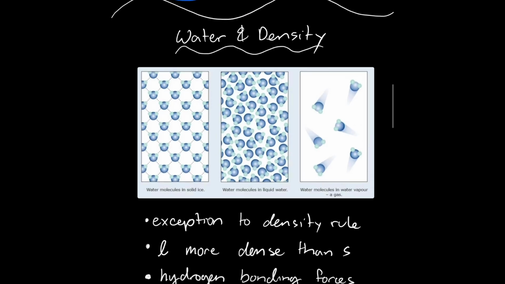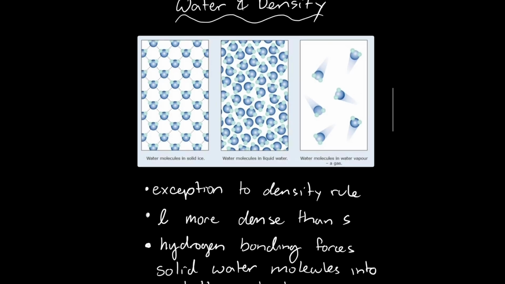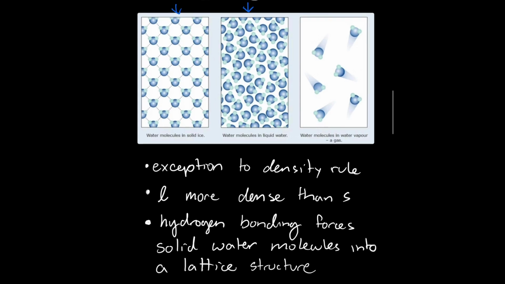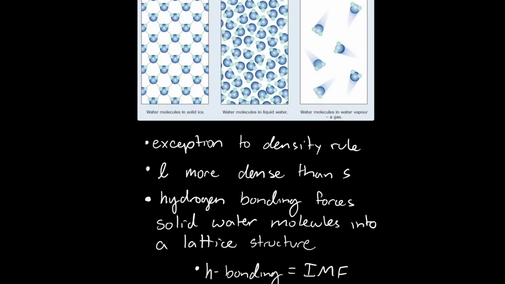Now, there's one exception to that density rule, that solids are high density, liquids are medium density, gases are low density, and that is water, specifically. Water is actually more dense in the liquid state than it is in the solid state, which is the reason that ice is able to float on top of water. And the reason that that happens has to do with something called intermolecular forces, or IMFs for short.